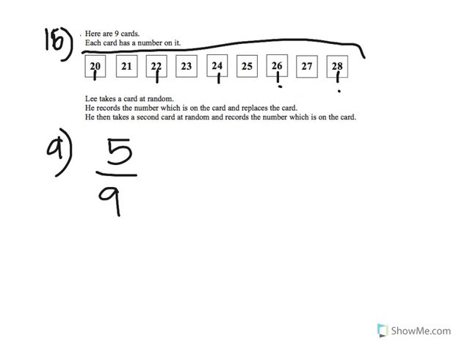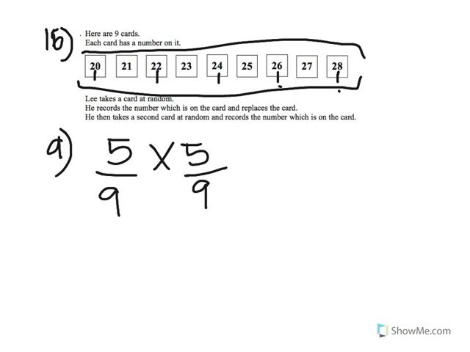So let's say he picks out an even number, then he puts it back in. And then he's going to pick again. So he still has the same numbers in the pile on the second pick. That means the probability of him picking an even number will stay the same, because there are the same amount of cards and the same amount of odd and even cards. So it's just 5 over 9 times 5 over 9, and that gives you an answer of 25 over 81.